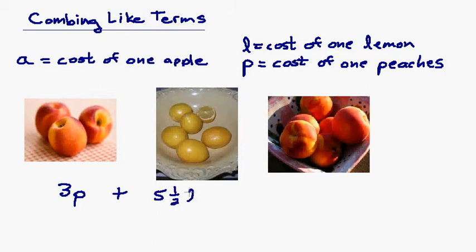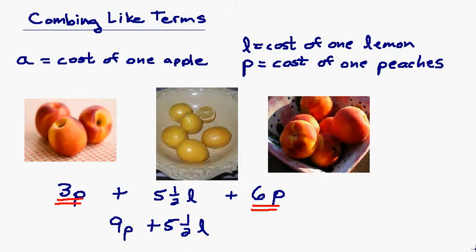5.5 lemons plus 1, 2, 3, 4, 5, 6 peaches, so 6p. So I've got 3 terms, but I can combine 2 of those together because they are both p's. The 3p and the 6p combine to be 9p, and then I just bring down the 5.5L. And that is as simple as I could write as an expression for the cost of all this fruit.